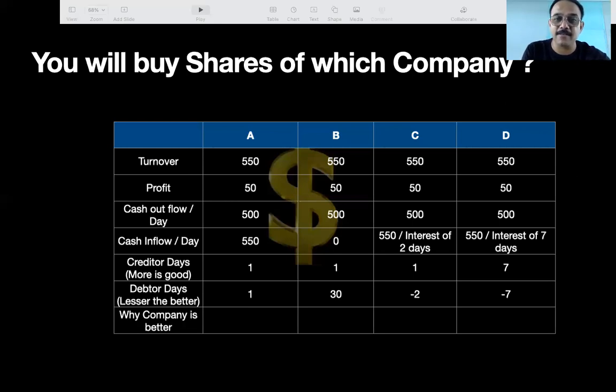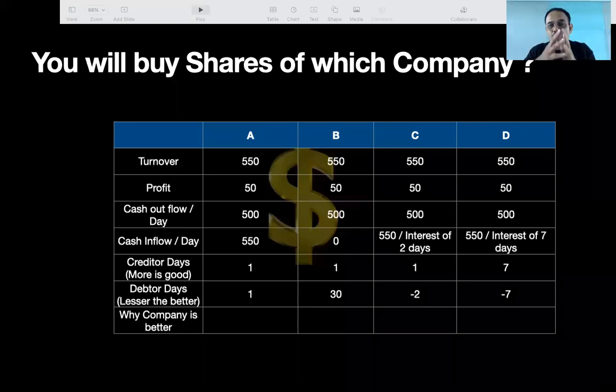D is for debtor days. Debtor days means if the money from customers is coming in over a longer duration, then one possibility is that they have a lot of competition and that's why they have to tell the customer, "Okay, give me after some days, no problem, sir, you pay me after 15 days." He is already facing some competition, so he has to give customers more days to pay him. Possible?